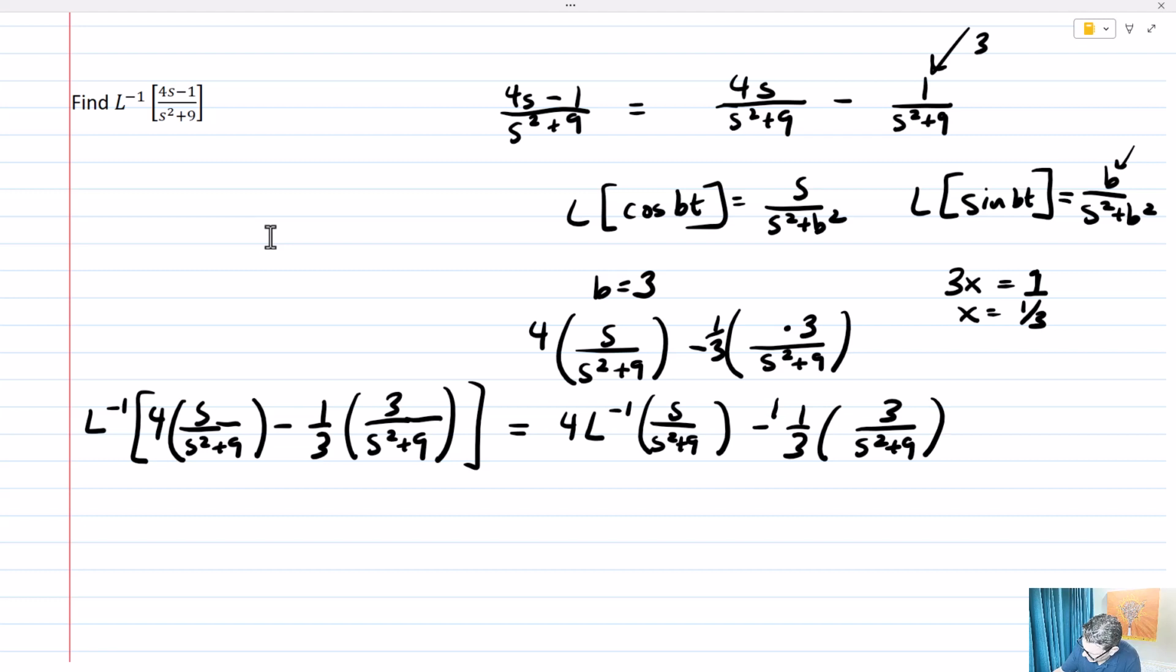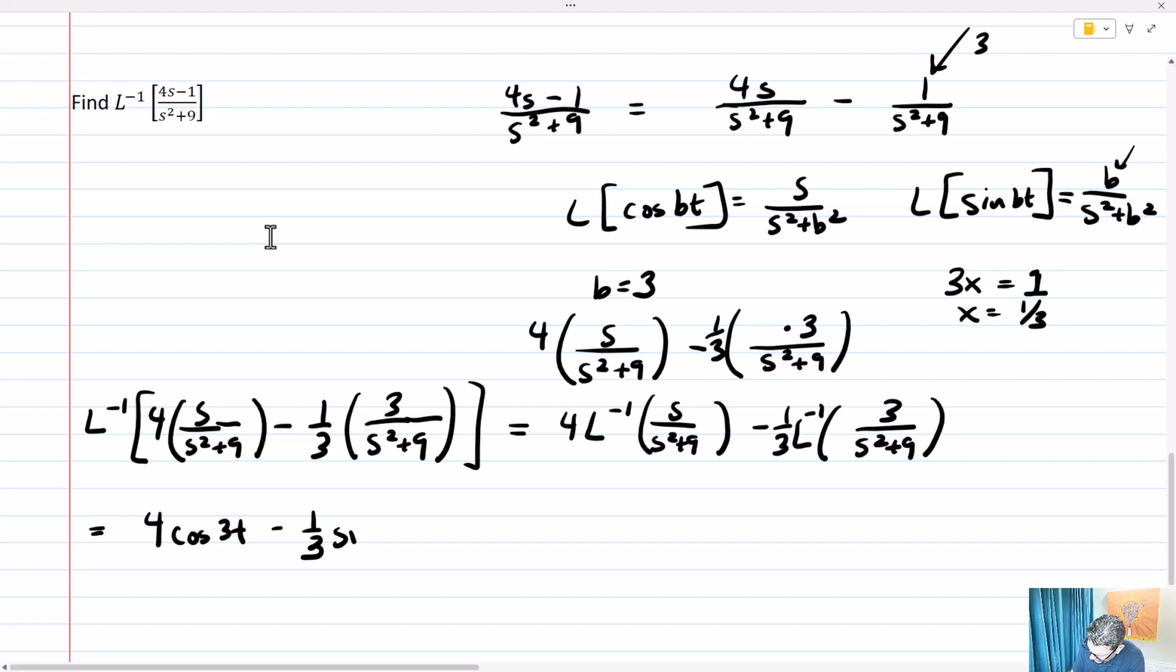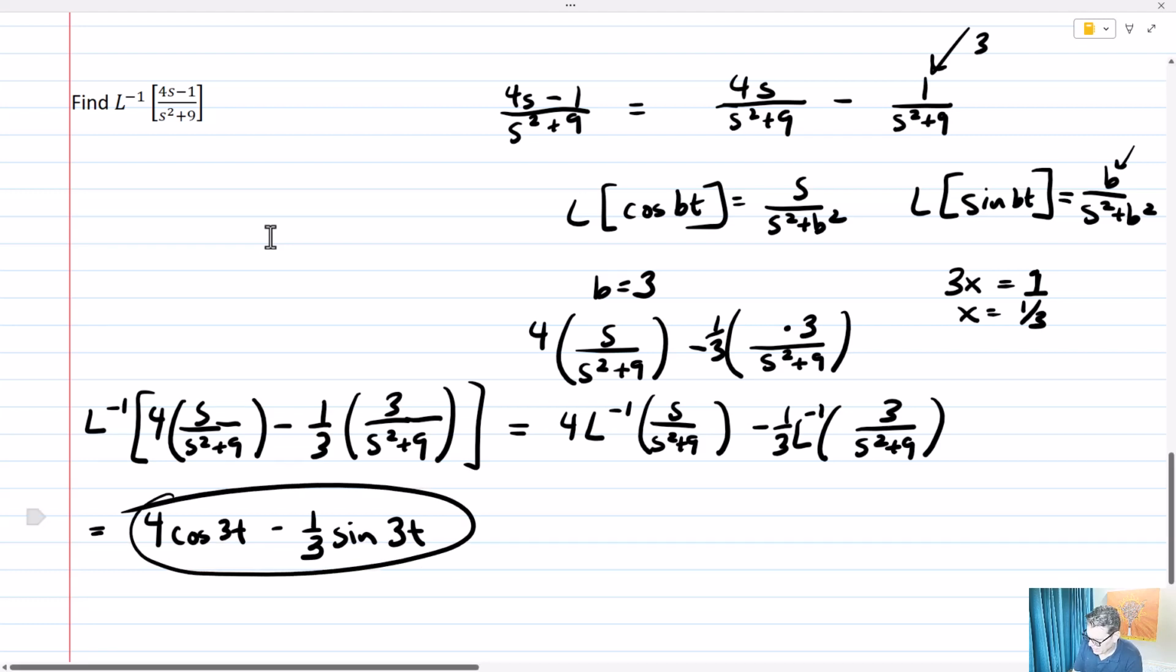And that's also a Laplace transform, excuse me. So now this ends up being 4 cosine 3t minus 1/3 sine 3t. And that, in fact, is the function that we got our Laplace transform from.